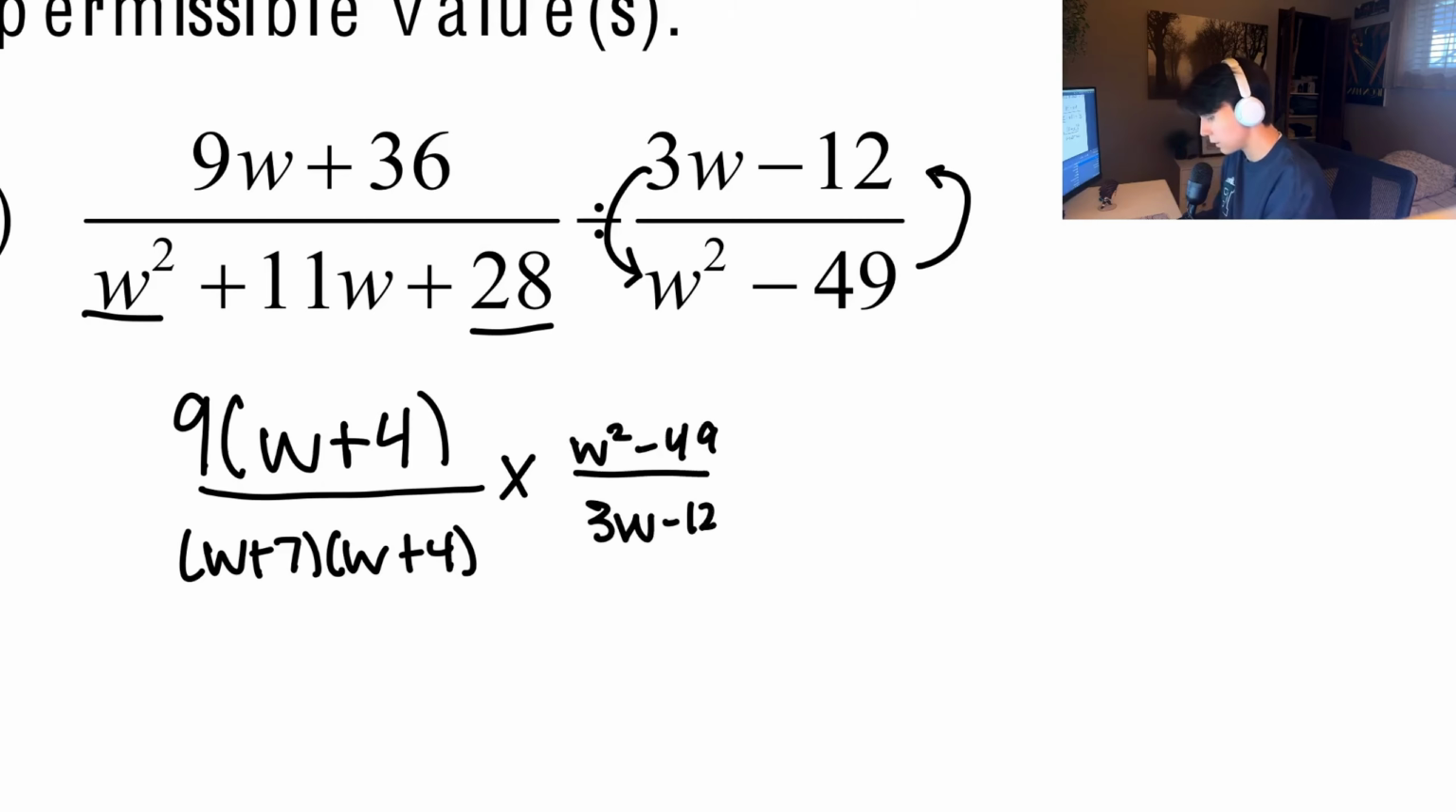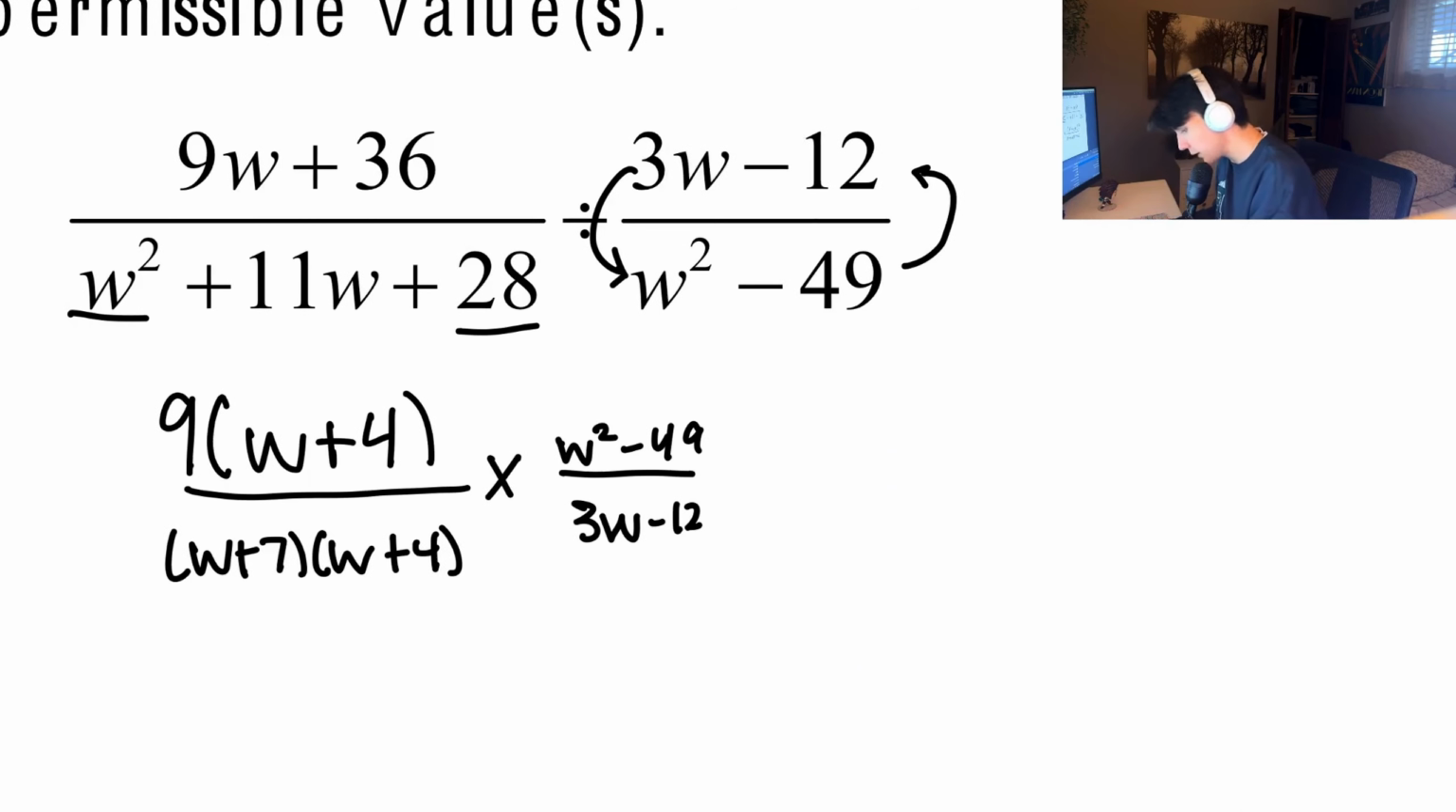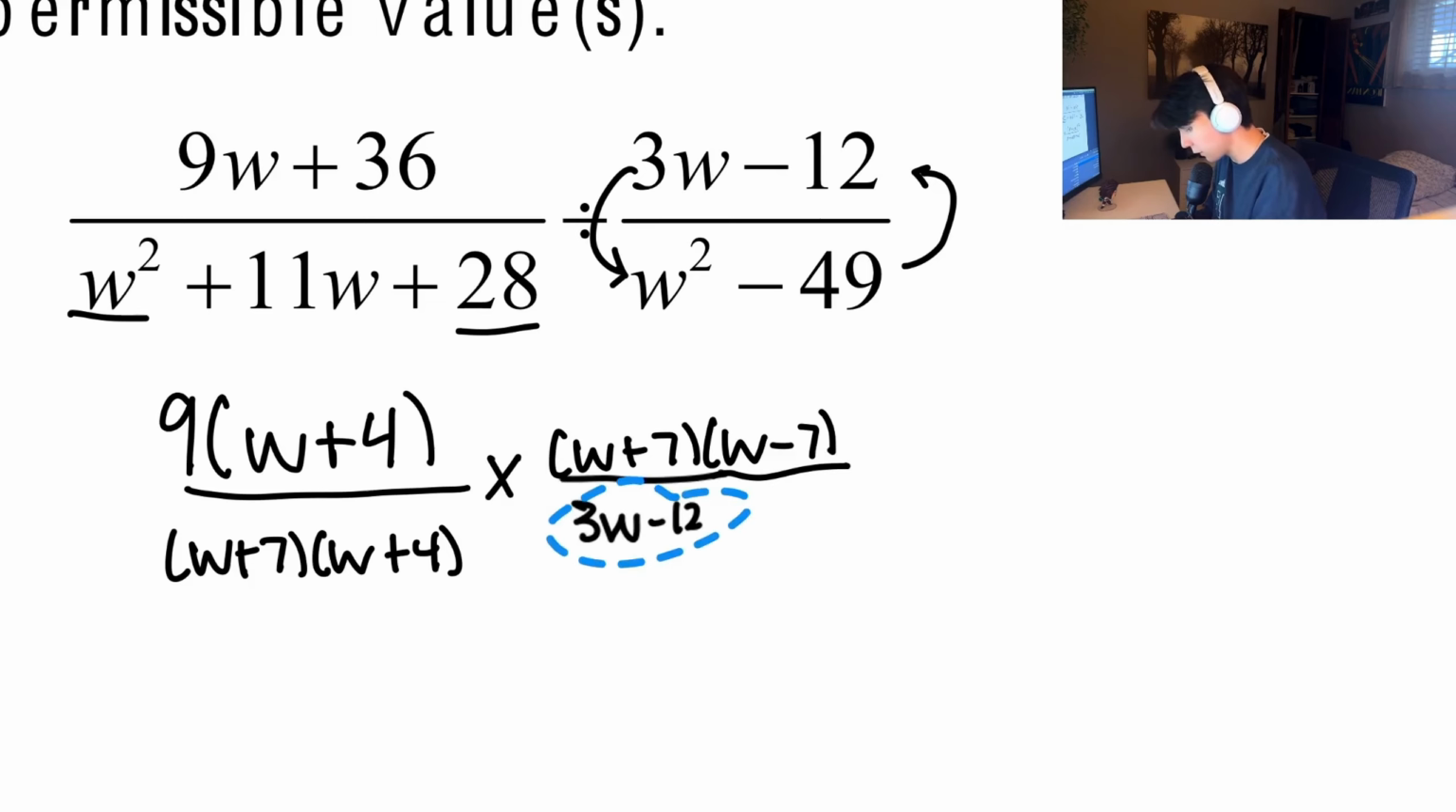So what this simplifies into is W squared minus 49. That is going to be a difference of squares, since W squared is actually a perfect square, and 49 is actually a perfect square as well. So what this turns into is W plus 7 and W minus 7. And our denominator has a common factor of 3. Let's factor out a 3 there. So we have 3 and 12 divided by 3 gives us -4.